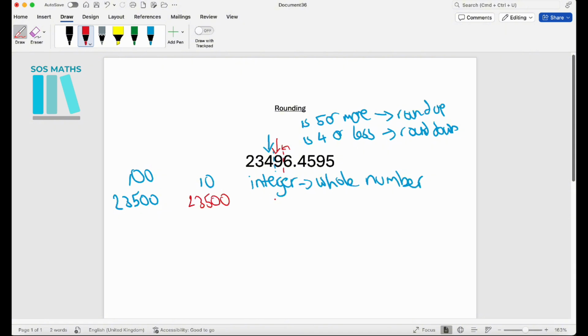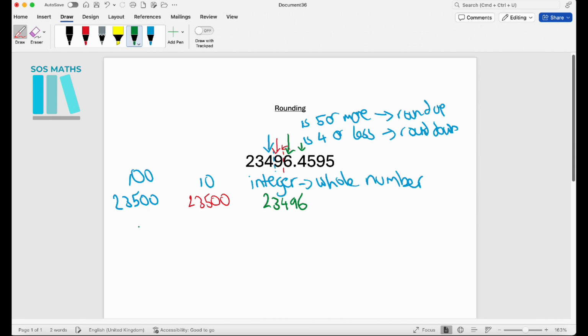With regards to integer, we're interested in the number that is in the units, as it used to be called, and now in many primary schools they call it the ones. So we're interested in the 6 that's next to the decimal point, so we look at the number after it. Here we have a 4. The 4 does not cause it to round up, so the number will round down and we end up with this.